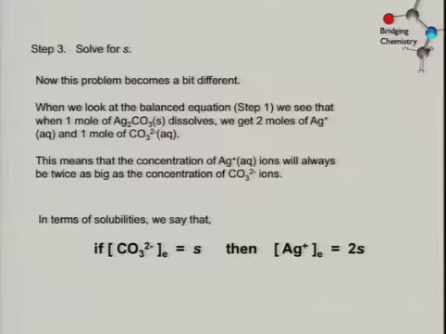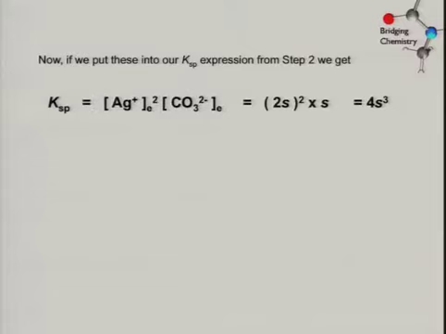2S is a number which corresponds to the concentration of silver ions. But that number will be twice as big as the value of the concentration of the carbonate. So if we call the carbonate concentration S, moles per litre, then the silver concentration will be 2 times bigger than that, so 2S moles per litre. So no squareds here, but there are squareds here, because now our equilibrium constant expression requires us to square the concentration of the silver ions, because it's the rule.